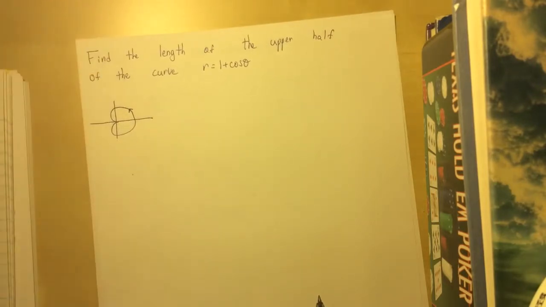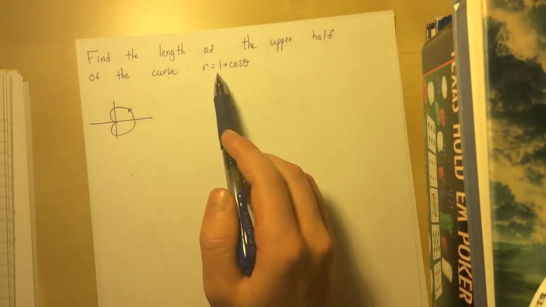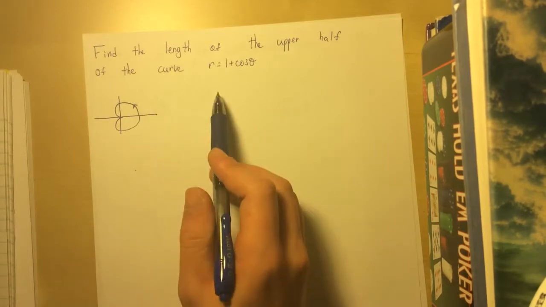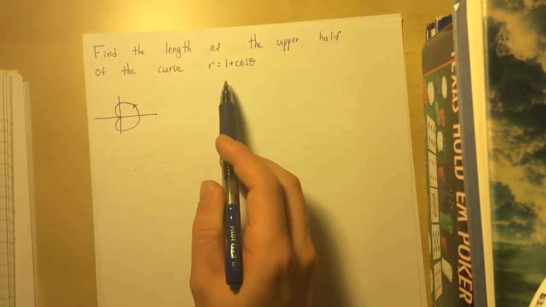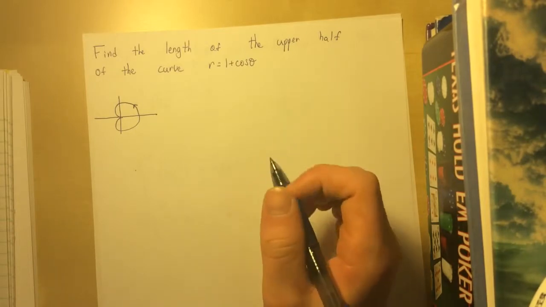This one's a bit trickier. Trying to find the length of the upper half of the curve described by the function r equals 1 plus cosine theta. So I went ahead and graphed this already. If you don't know how to graph this function, you guys better go back to the graphing videos. So let's go ahead and do that.